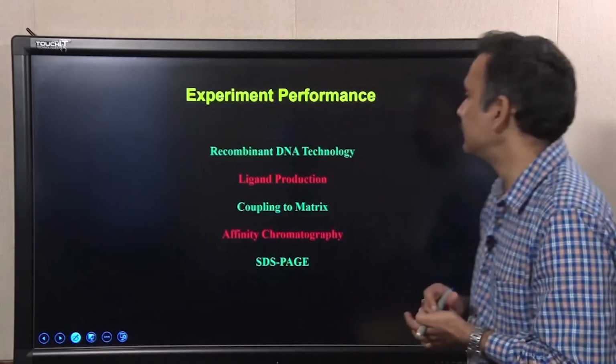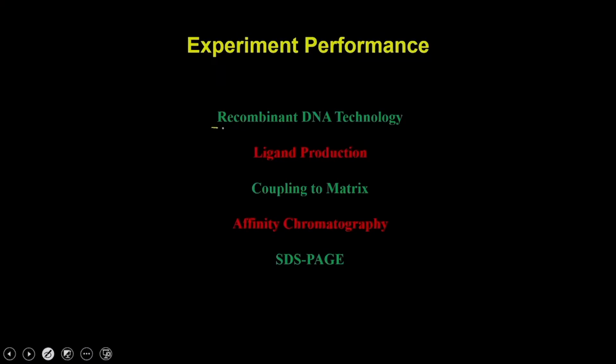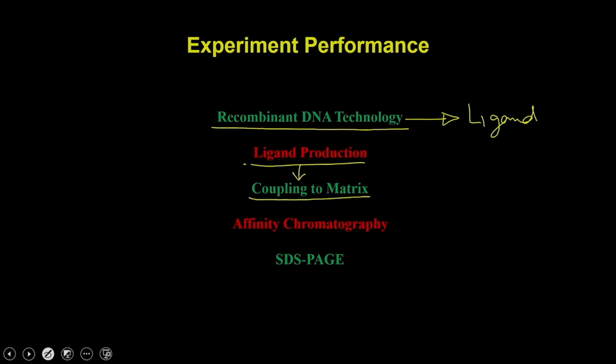How to perform the reactions? To perform these experiments, you have to do recombinant DNA technology, because you have to produce the ligand. Recombinant DNA technology is going to give you the ligand production. Then you have to couple the ligand to the matrix, and once that is ready, you prepare the lysate and perform the affinity chromatography. Once the affinity chromatography is over, you perform SDS-PAGE, and SDS-PAGE is going to show you the proteins that are present.